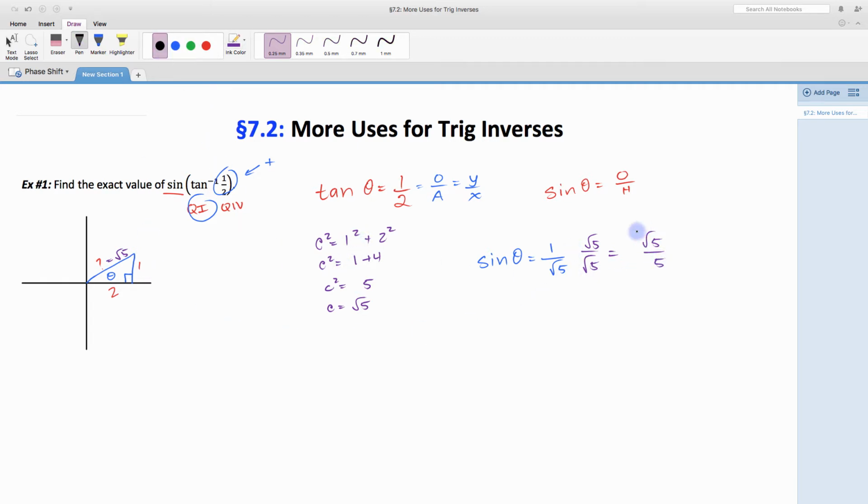Now, this measure is going to be positive because theta is an angle in quadrant 1. We know theta is in quadrant 1, so that means this is positive, because in quadrant 1, the sine is positive. So this is our value.